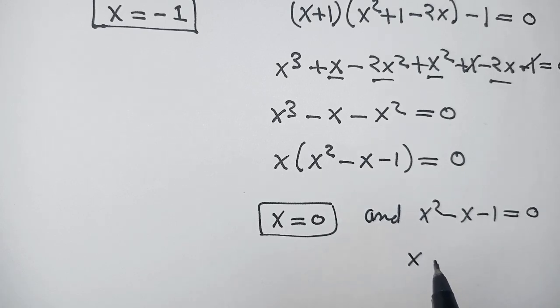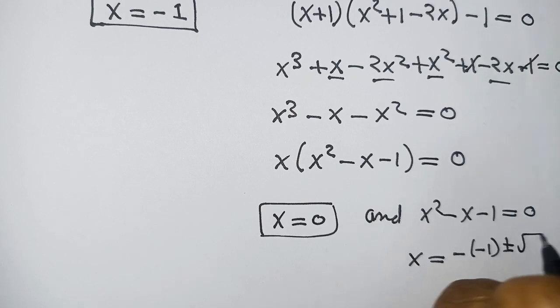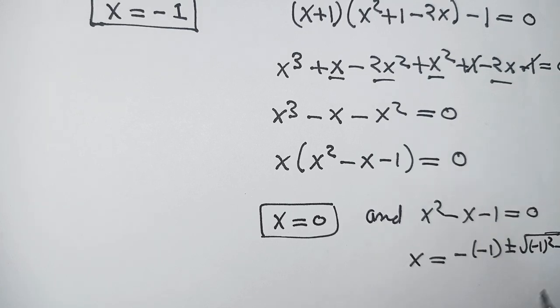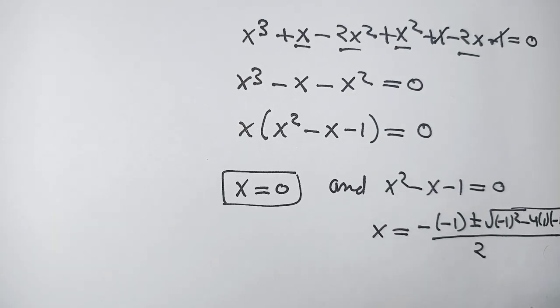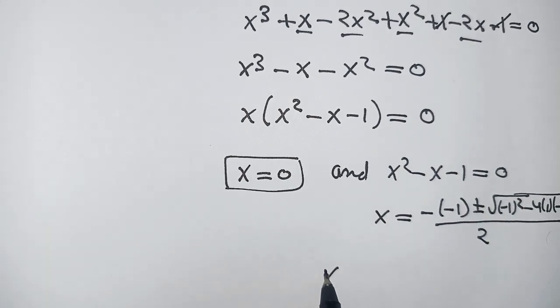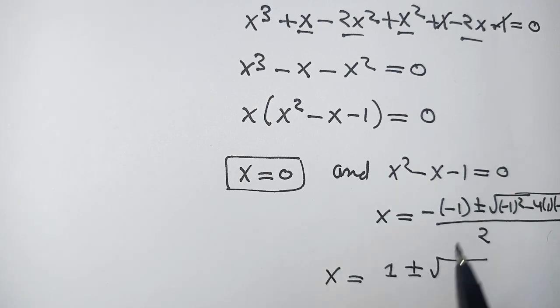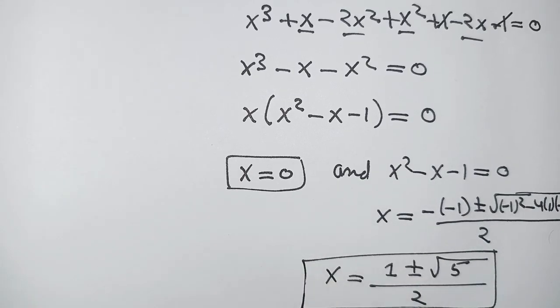That means x will be equal to minus of minus 1 plus or minus square root of (minus 1) square minus 4 into 1 into minus 1, divided by 2. So x will be equal to 1 plus or minus square root of, when we simplify this part, 5, divided by 2. So this is another answer.